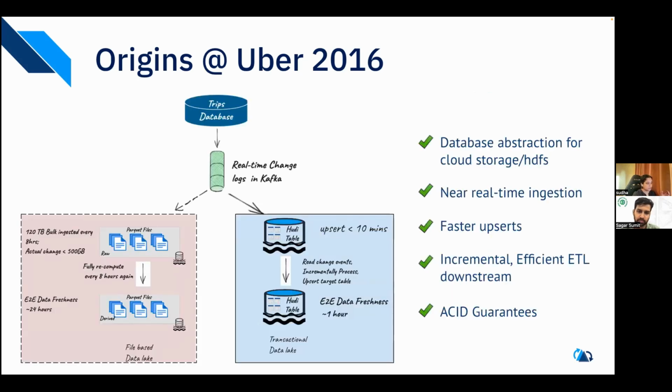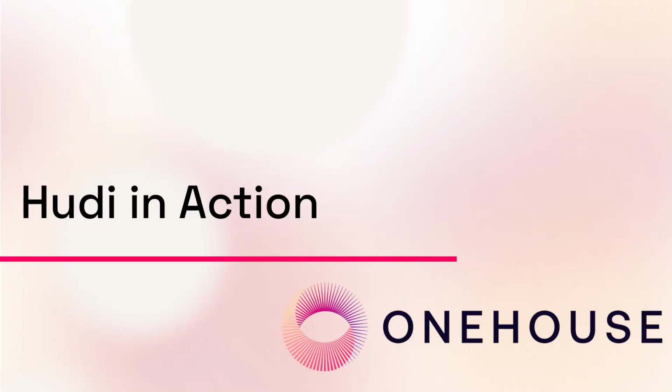With Hudi, we are able to see that the ingestion now took less than 10 minutes for absorbing those 500 GB worth of changes. And the downstream tables can happily query just the changes that happen from the raw table and build data. And the end-to-end data freshness dropped to 1 hour from 24 hours. So as you can see, this propelled a lot of use cases inside Uber, and Hudi started to grow rapidly.